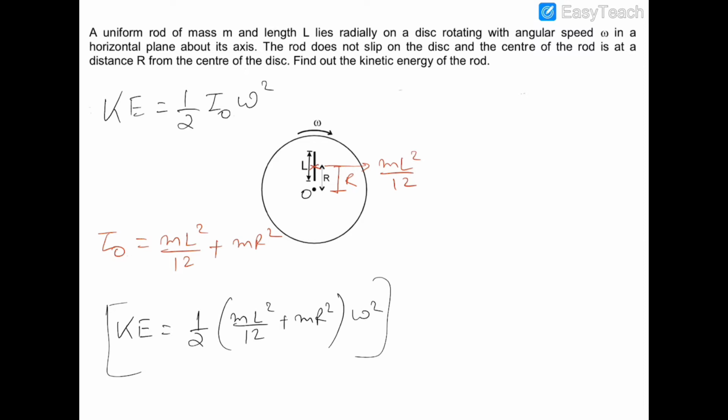Now you can also find out this kinetic energy by finding the velocity of the center of the rod, which is v is equal to r omega, and writing the kinetic energy of the rod as half mv square, as well as this rod is also rotating about its central axis. So writing that angular kinetic energy as half I omega square. The result would be same. Now let's move on to the next question.